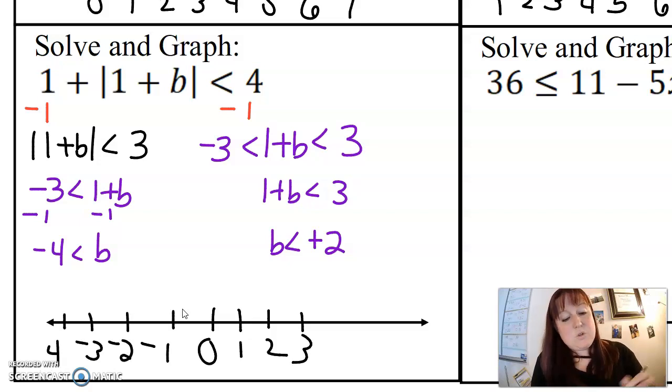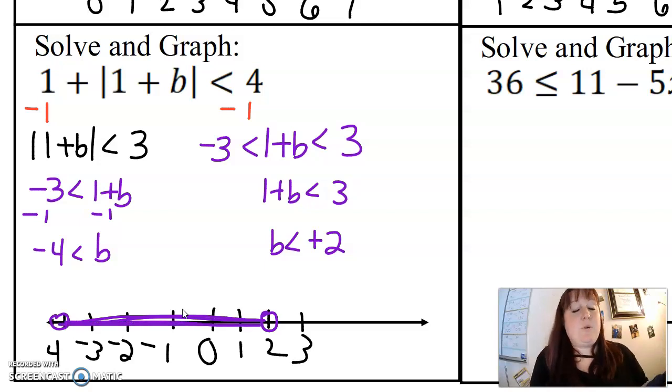Are they going to have open circles or closed? They're going to have open circles because they're both just less than or greater than, not equal to. And it's all of these numbers. So any of those numbers, if I put them in there, would make that true.